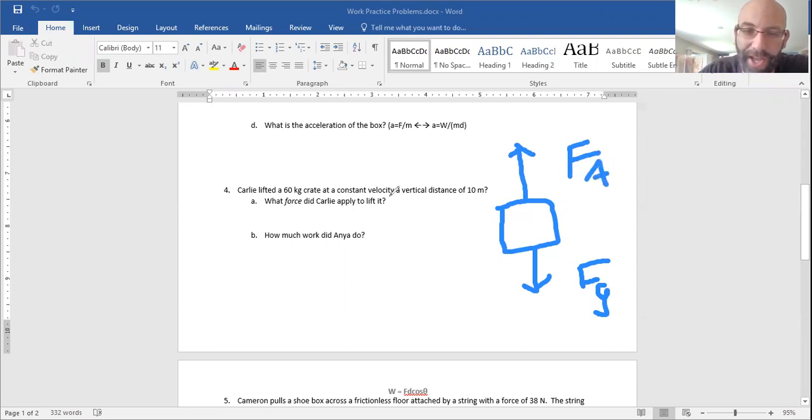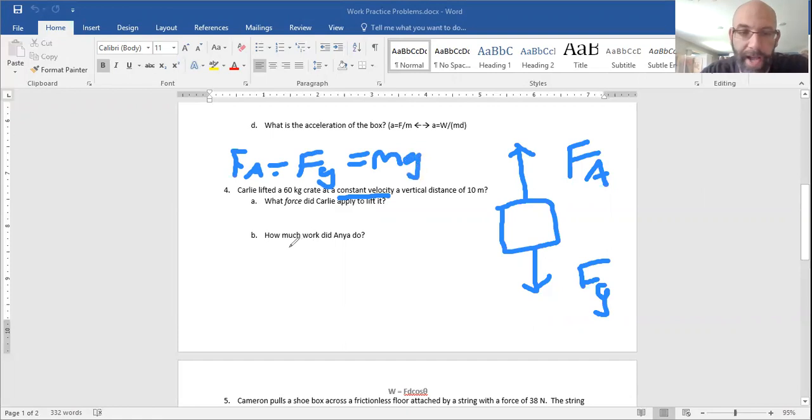And we know it's a constant velocity. So if it's a constant velocity, that means the forces have to be the same because the net force has to be 0 because you're not accelerating. So we know that FA equals FG. And we know FG is mg.